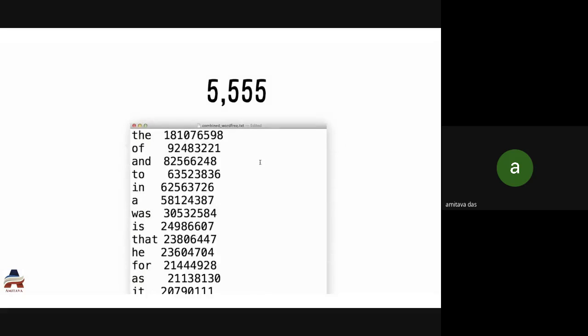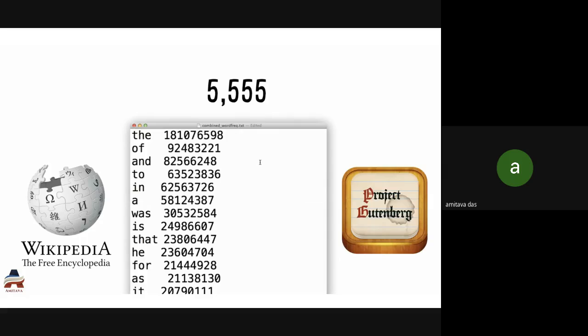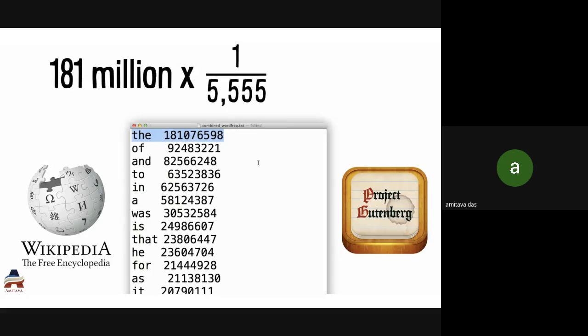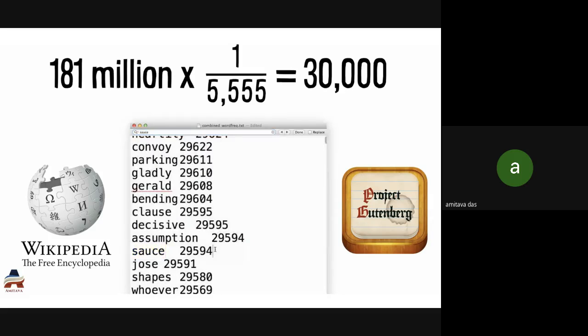Now, here is a list of how many times every word on Wikipedia and in the entire Gutenberg corpus of tens of thousands of public domain books shows up. The most used word, the, shows up about 181 million times. Knowing these two things, we can estimate that the word sauce should appear about 30,000 times on Wikipedia and Gutenberg combined. And it pretty much does.